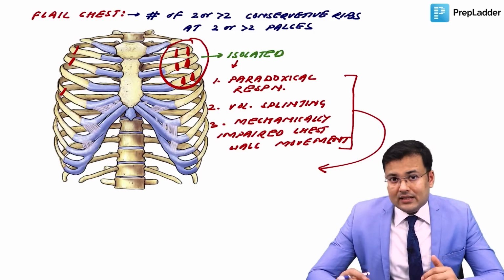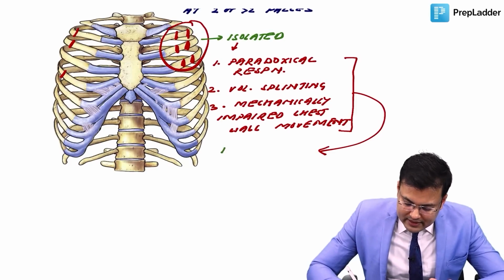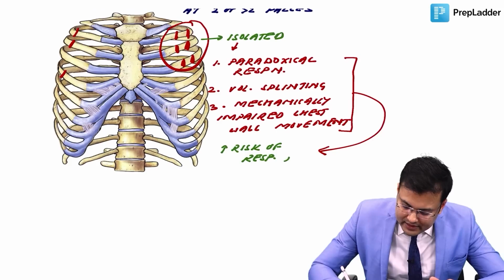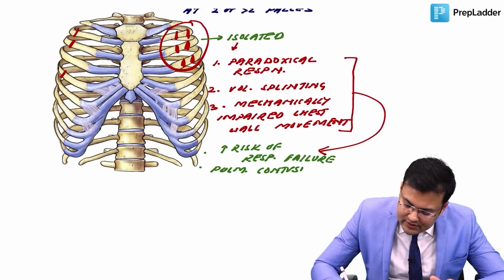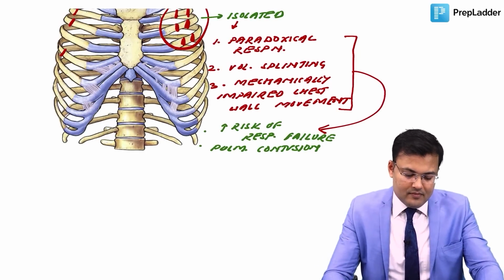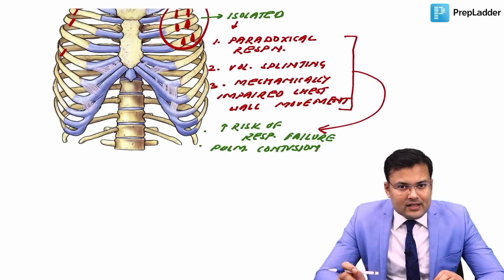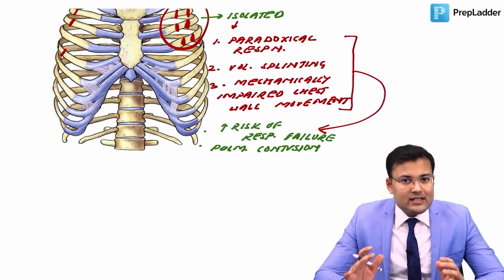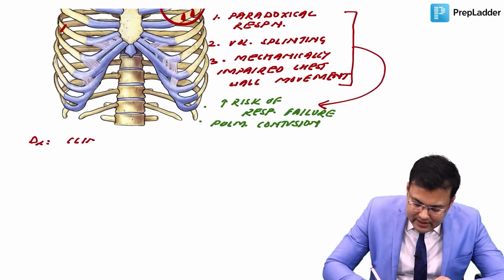The patients of flail chest are also having pulmonary contusion. So because of all these factors, there is increased risk of respiratory failure, and the pulmonary contusion also increases the risk of respiratory failure. But all patients are not having respiratory failure. Now, how are we going to make the diagnosis? We discussed in tension pneumothorax that the diagnosis is made clinically. So how are we going to make the diagnosis? It is diagnosed clinically.